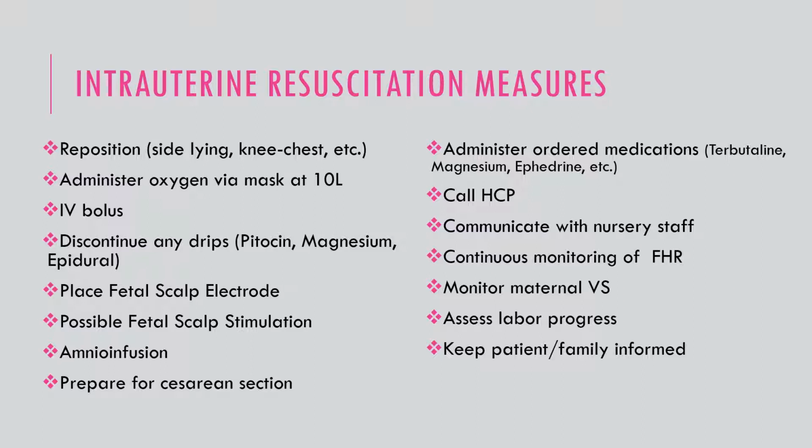Preparing the patient for a C-section, administering any type of ordered medications. If there are too many contractions, giving some terbutaline. If blood pressure is too high, maybe some magnesium. If blood pressure is too low, maybe some ephedrine. Again, all things that you have to have orders for and very individualized per patient and what's going on. We might have to call the healthcare provider, communicating with your nursery staff so they know what's going on, putting the patient on a continuous monitor instead of an intermittent monitoring of the fetal heart rate.